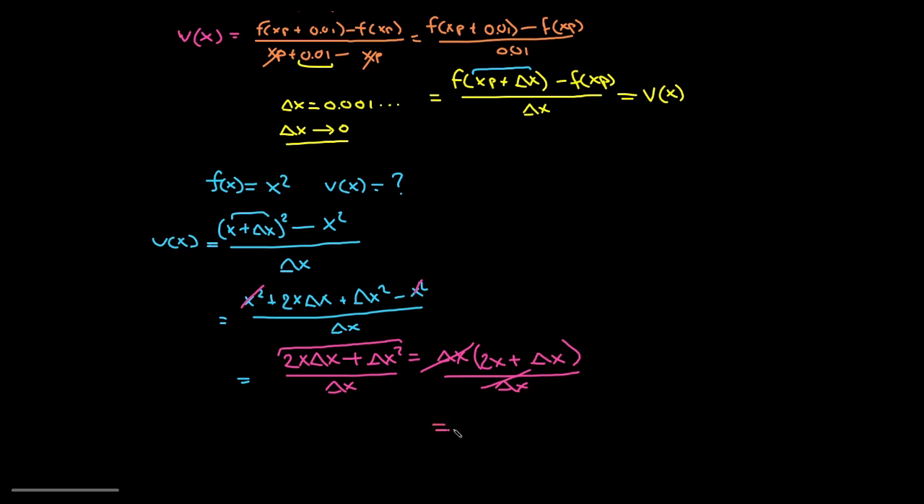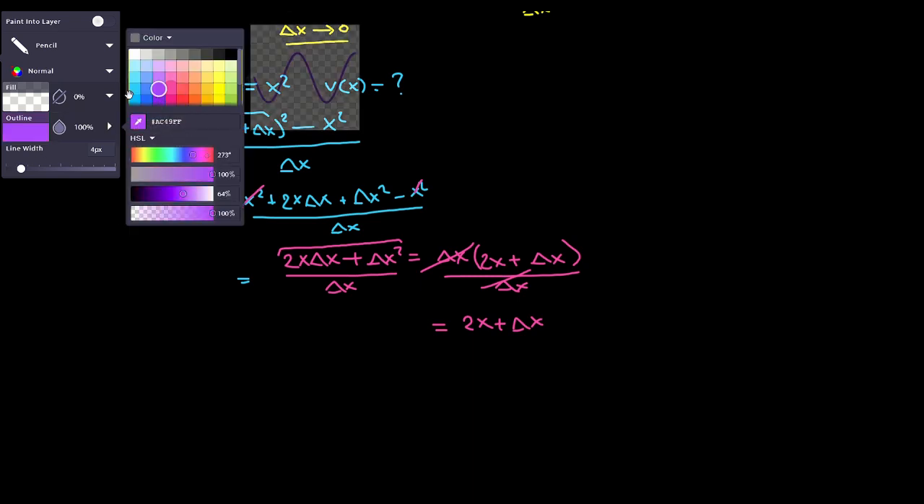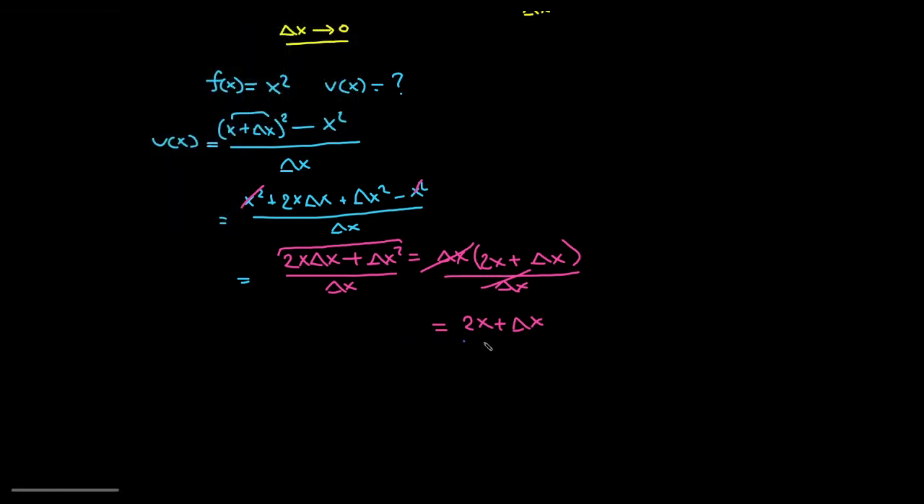So that will be just 2x plus delta x. But now, remember, our delta x gets really, really close to 0, so we can just say this basically becomes 0. We do kind of a bit of hand-wavy, you know. But then we can say that our slope function is actually just 2x.